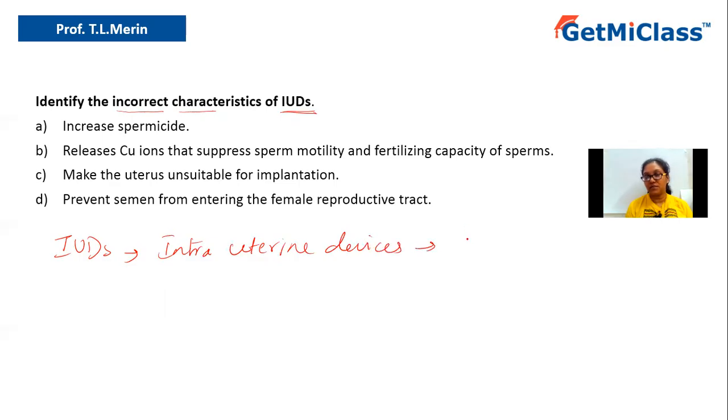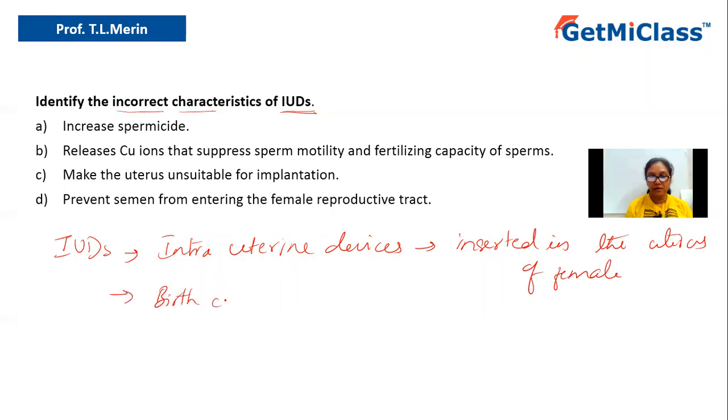Because these are the devices which are inserted in the uterus of the female. It is a kind of birth control method. And how is it that these devices are capable of controlling the birth? Because there are different types of intrauterine devices, which can be non-medicated.